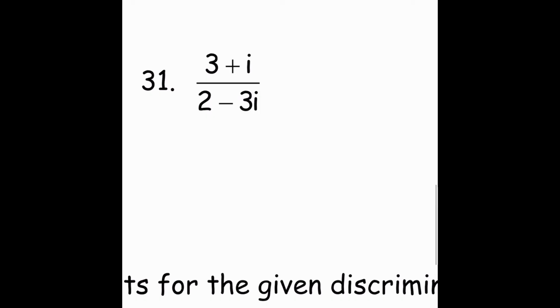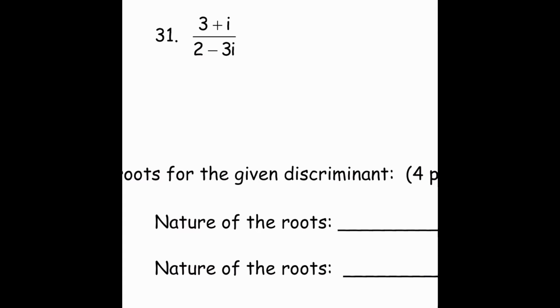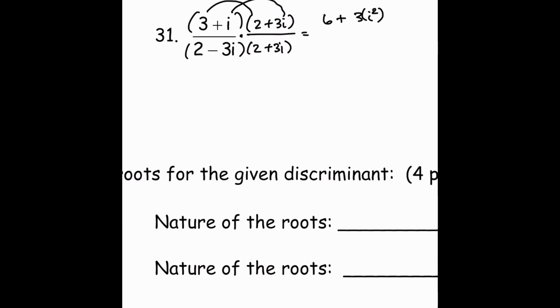So let's get some more practice. So here's a little bit more complicated one. So number 31. Looking at the denominator, so the conjugate, 2 plus 3i. I'm going to multiply that times the top and bottom, 2 plus 3i. Okay, let's start with the top. So here we do have to, 3 times 2, 6. i times 3i, so it's going to be plus 3i squared, which we know i squared is negative 1.